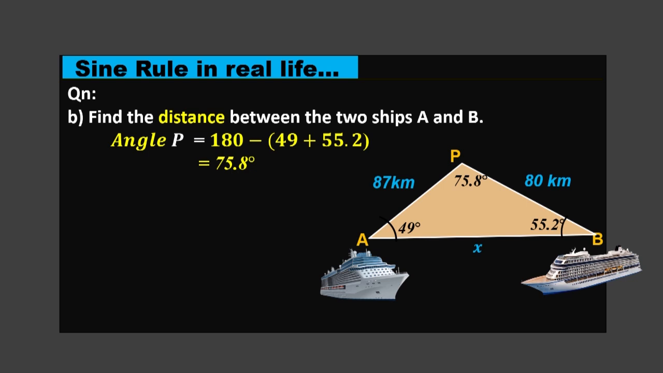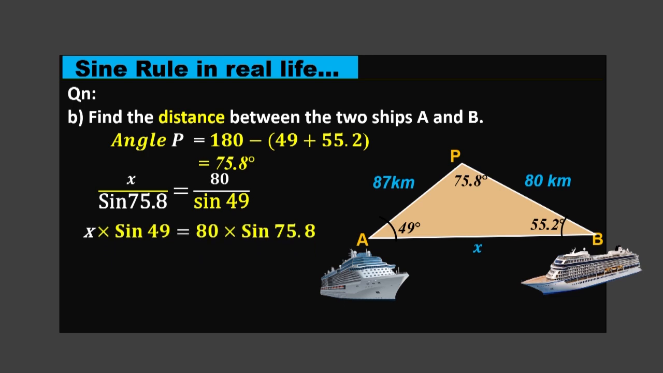So how are we going to write it? It would be x by sine 75.8 equals 80 by sine 49. Now it's not compulsory that you should take 49 degrees and the side 80 kilometers. You may also take 55.2 degrees and the side opposite as 87 kilometers as well. Still your final answer would remain the same. So the next step would be to cross multiply, and we will get x times sine 49 equals 80 times sine 75.8.